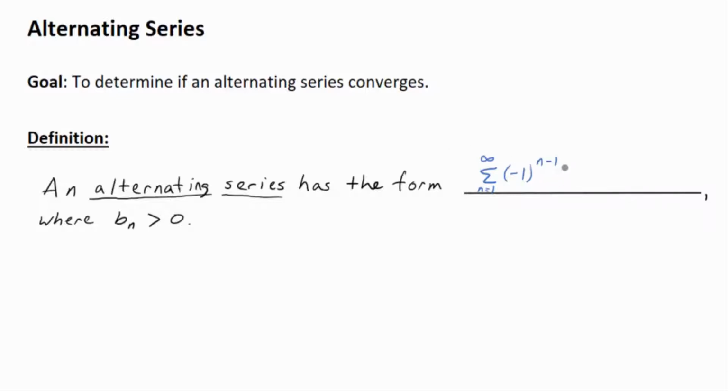Times, we need something else in there, otherwise it would be really boring, some nth term formula of a sequence b_n. You're used to calling the term after the sigma notation a_n. So the a_n here would be the whole thing: (-1) to the n minus 1 times b_n. That's an alternating series where we insist that b_n is greater than 0. Otherwise, if it went negative, it could mess up the alternating nature of the series.